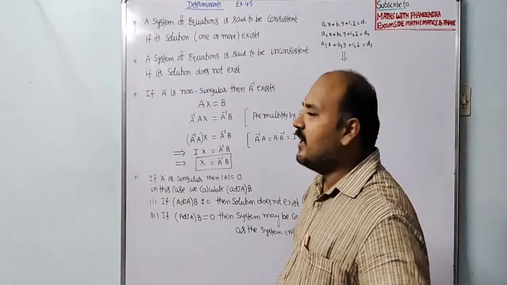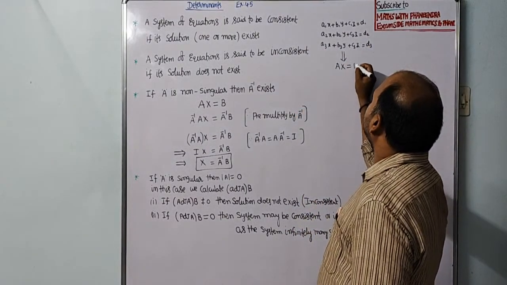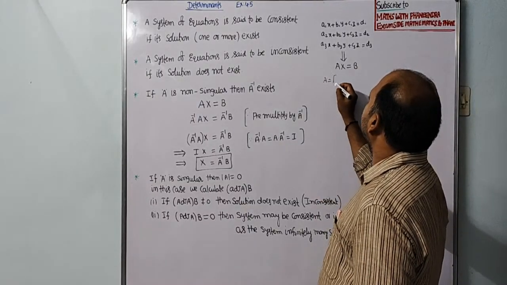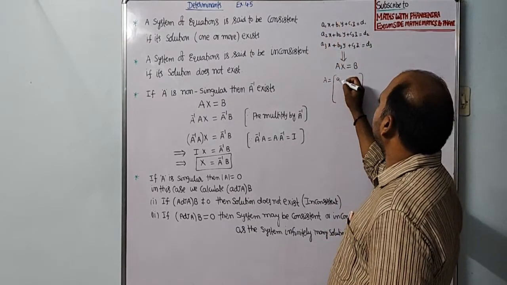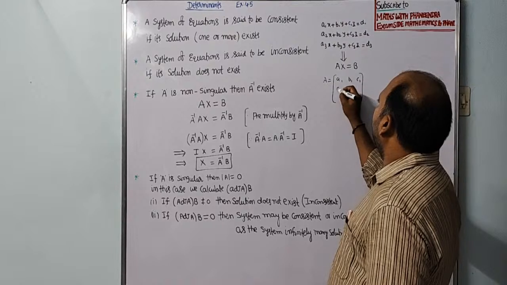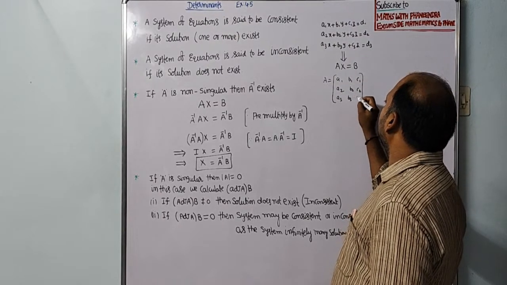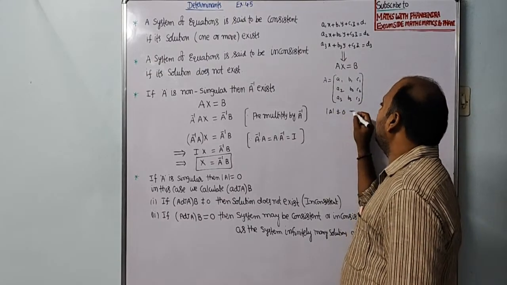What is A? A means the coefficient matrix. A indicates the coefficient matrix a1, b1, c1, like this, dear students, then a2, b2, c2, and a3, b3, c3. Find out the determinant. It should not be equal to 0. Then only the inverse exists.